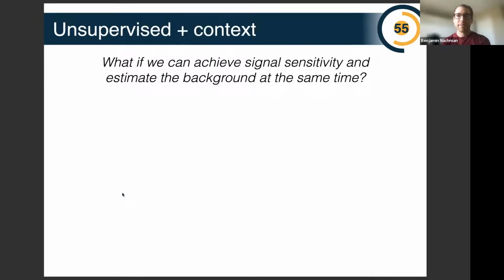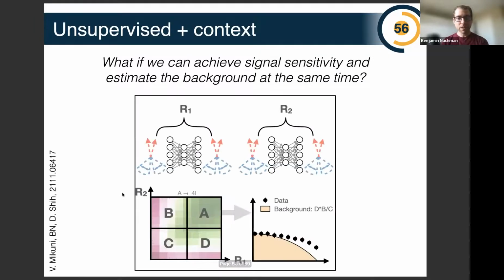Okay. So let me talk now about doing unsupervised learning online and also providing context. Can we achieve signal sensitivity and estimate the background all in one go? And I'm going to propose now one solution to that problem. For sure, it's not unique, but at least it's a partial solution. And so the idea is to train not one, but two autoencoders at the same time. So this is sort of a schematic diagram of how that looks like, and I'm going to walk through each of these pieces one at a time.